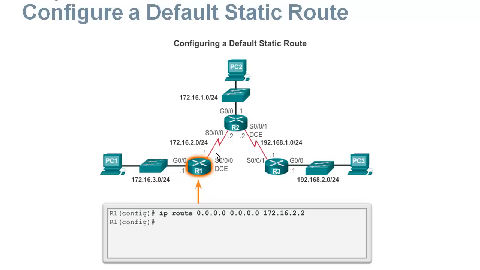Now, R2, because he's got two different paths, can't really use a default route. But R3 could use a default route. So instead of having R1 have two routes, and then R3 have two routes, and six routes in this whole network, you can get by with just four and eliminate two of those. So imagine what you can do on a big network like the internet. So that's how we do a default route.